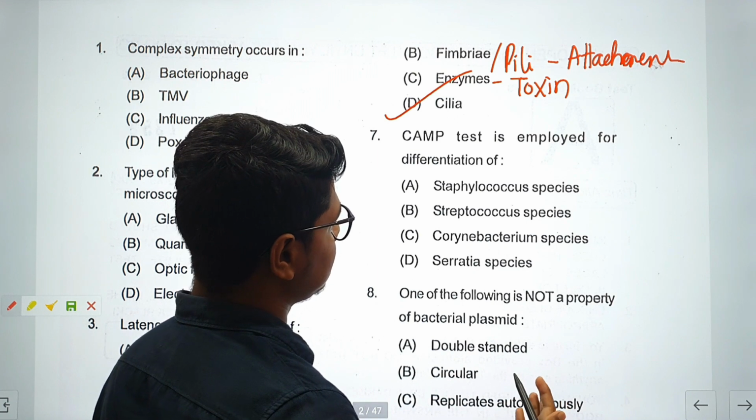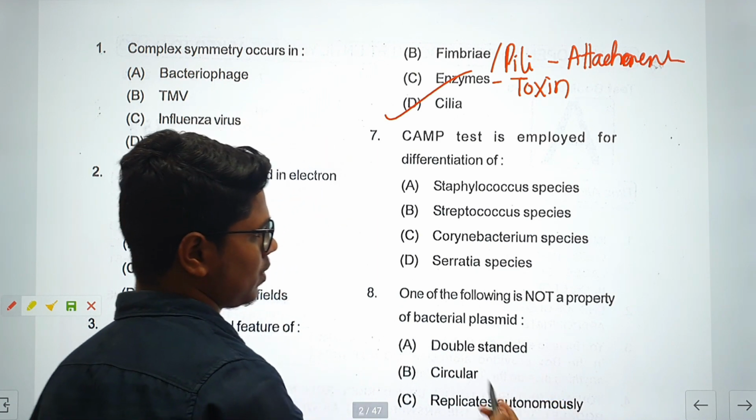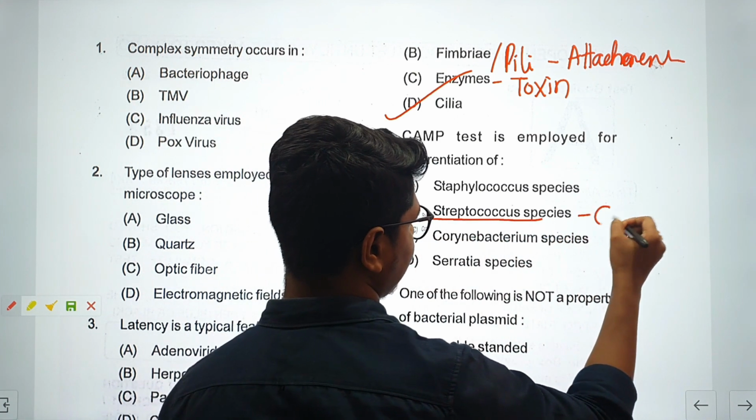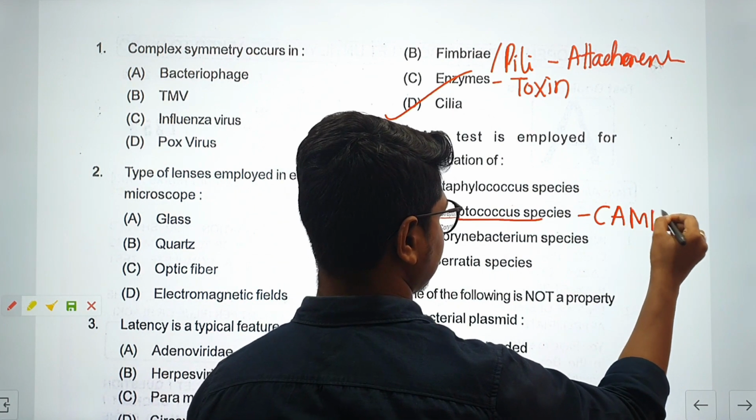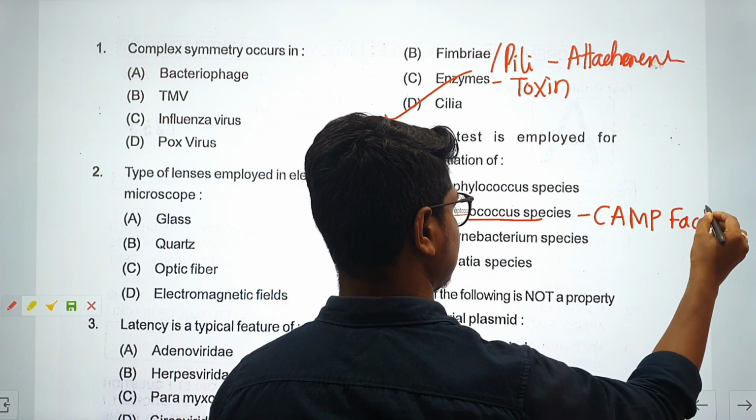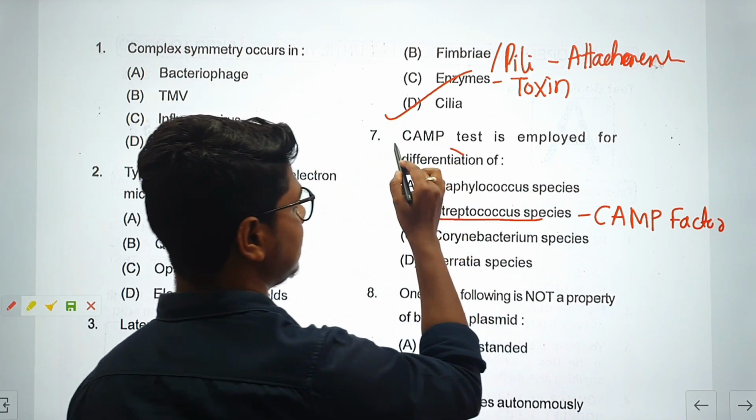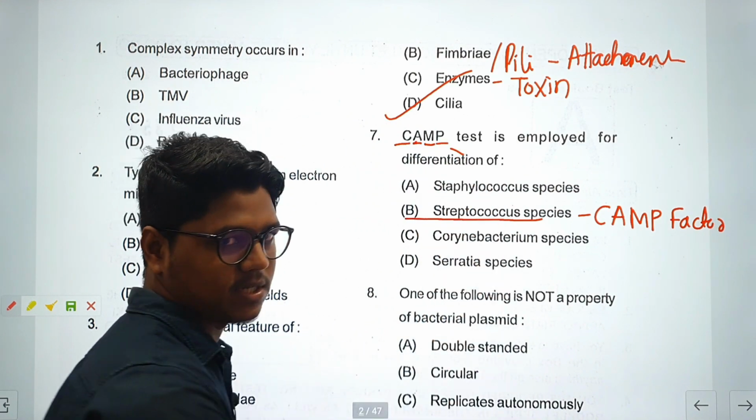CAMP test is employed for differentiation of streptococcus because they produce the CAMP factor. The full form of CAMP is Christie-Atkins-Munch-Petersen test. Okay, CAMP test.